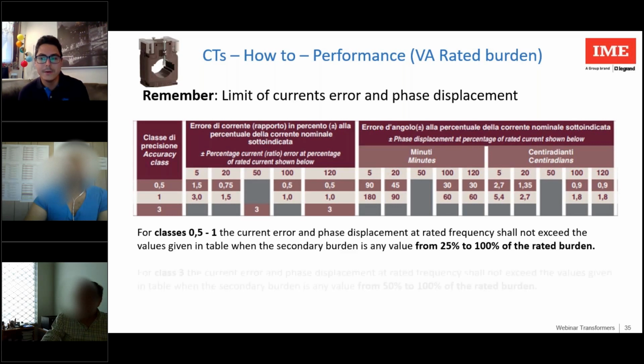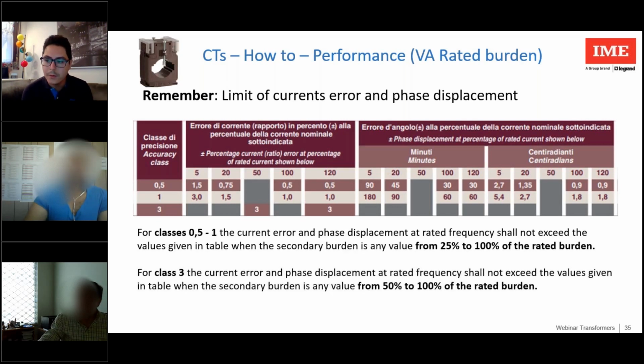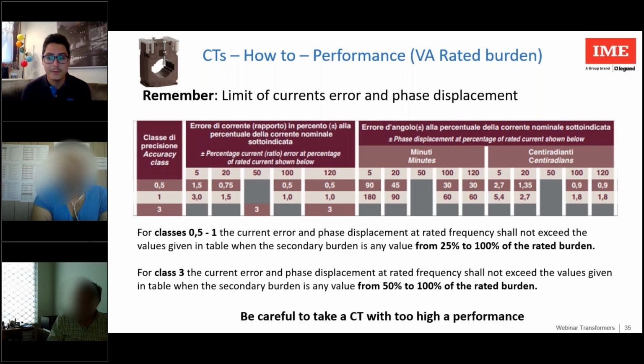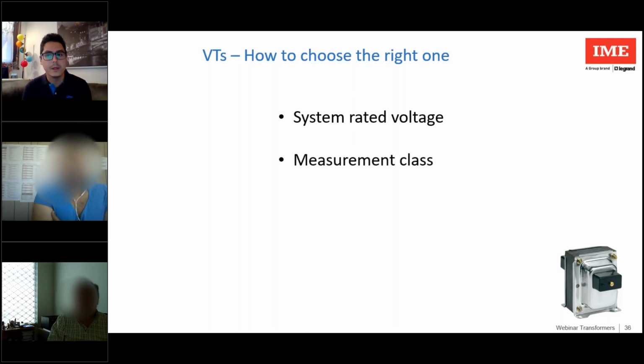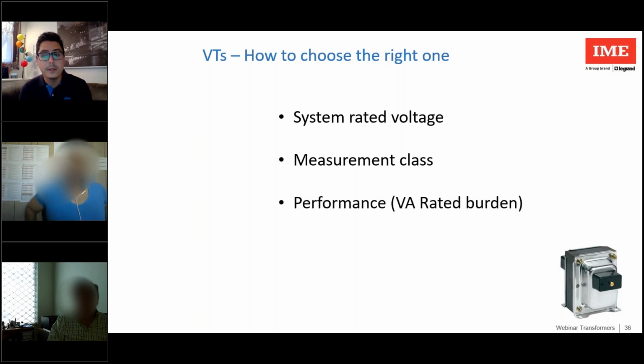While for the class 3, you need to use from 50% to 100% of the performance. So be careful not to choose a too performing CT. Well, and how do I choose the right voltage transformer? The criteria remain the same, without, of course, the cable section. Then the system rated voltage, the measurement class, the performance, and the security.